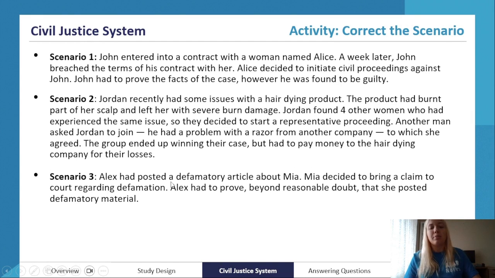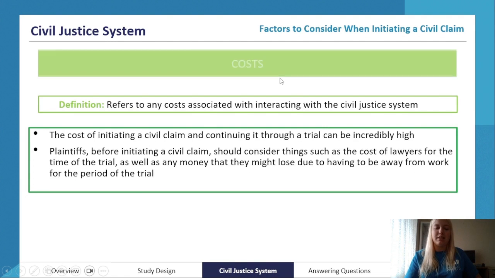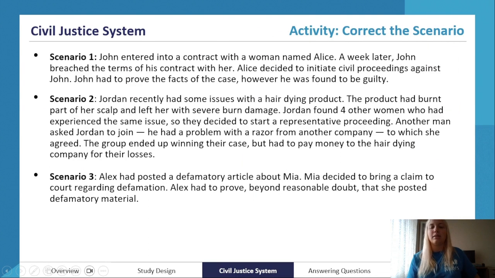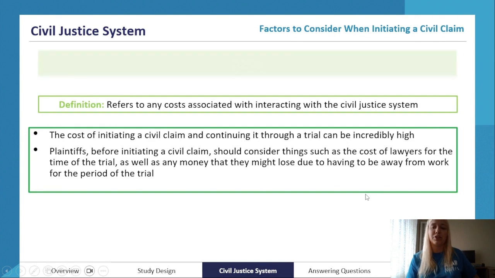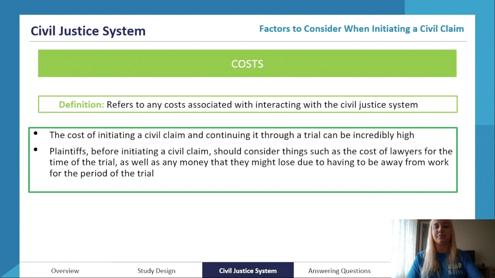Last one, Alex had posted a defamatory article about Mia. Defamation is where you say things that are false about someone, bringing harm to their reputation. Mia decided to bring a claim to court regarding defamation. Alex had to prove beyond reasonable doubt that she posted defamatory material. What's wrong in this scenario? Mia has to prove, because she is the plaintiff, not Alex, and the standard of proof is on the balance of probabilities. Good. Hopefully that helps to consolidate everything.